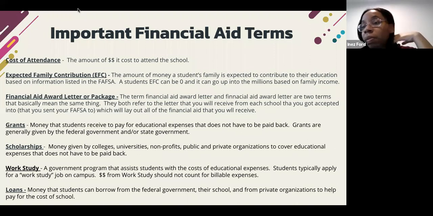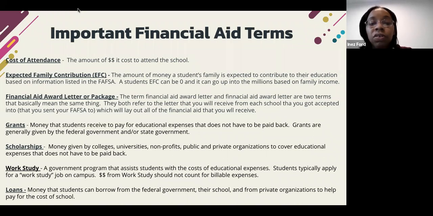If your parent maybe lost their job and it's 4 kids, and maybe mom is a single mom and she's not working, your EFC could be 0. So your EFC doesn't change regardless of what school you go to, because the government makes that determination.